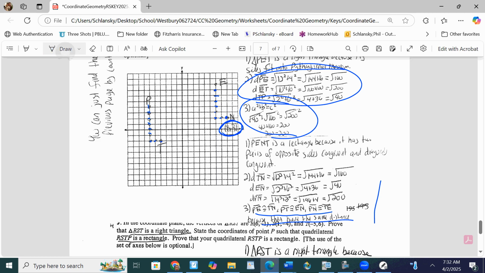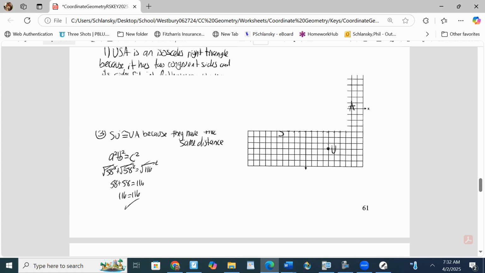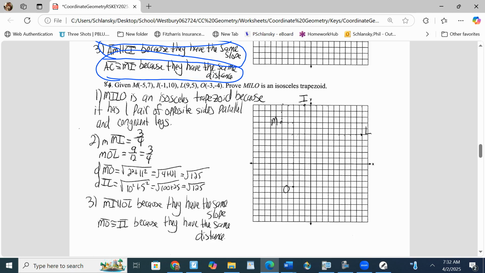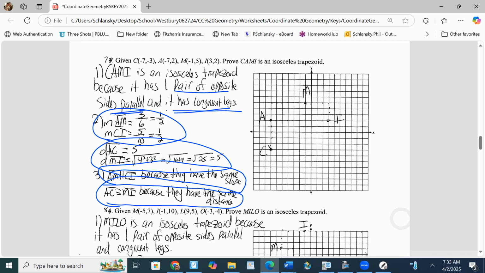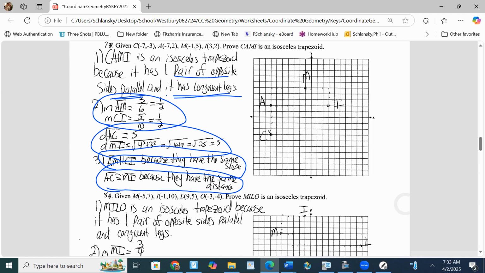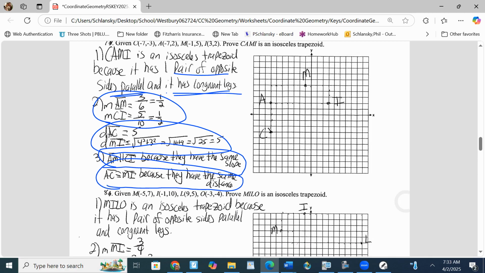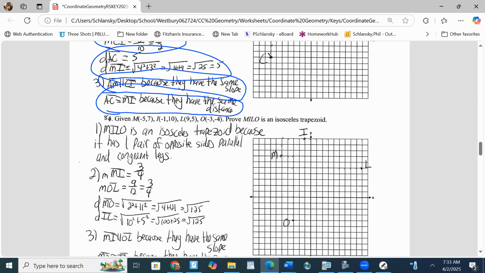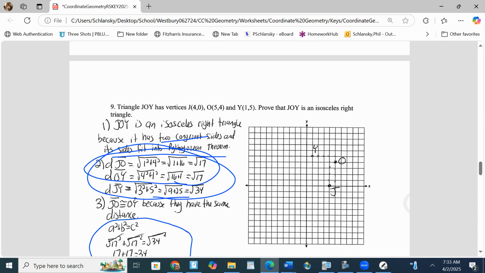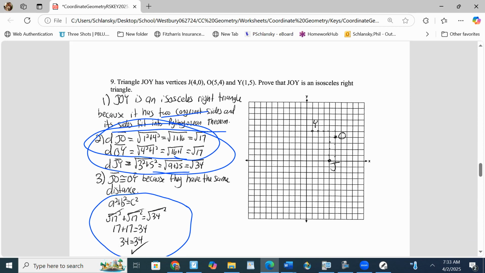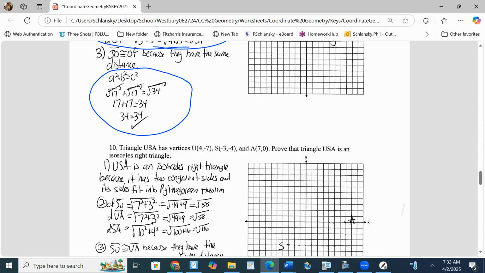So one more time, what we're going to have to do with the coordinate geometry proofs, you're going to have to prove that it's an isosceles trapezoid. An isosceles trapezoid has one pair of opposite sides parallel and congruent legs. For the opposite sides parallel, that's slope, same slope. For the congruent legs, that's same distance. You're going to have to prove it's an isosceles right triangle. An isosceles right triangle has two congruent sides, and that's for the isosceles, and its sides fit into the Pythagorean theorem. That's for the right triangle.